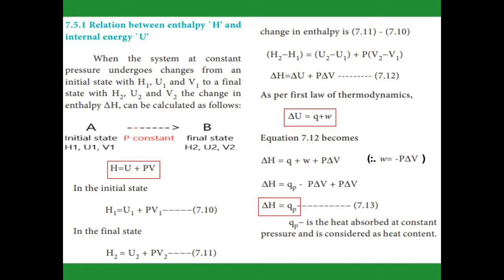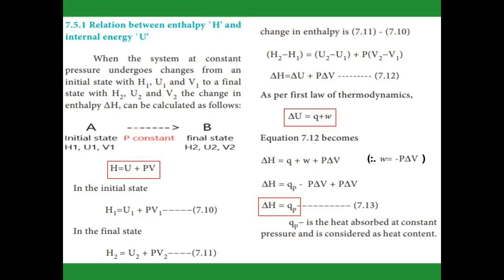Relationship between enthalpy and internal energy. We already saw in the previous slide the A system. Initially it is A system, and then it changed into B system, that is the final state. The initial state has H1, U1, P1, and H2, U2, V2 are in the final state. The pressure value alone does not change, as we already saw in the previous slide. Then the enthalpy equation, as per the enthalpy definition: enthalpy is the sum of internal energy and the product of pressure and volume.